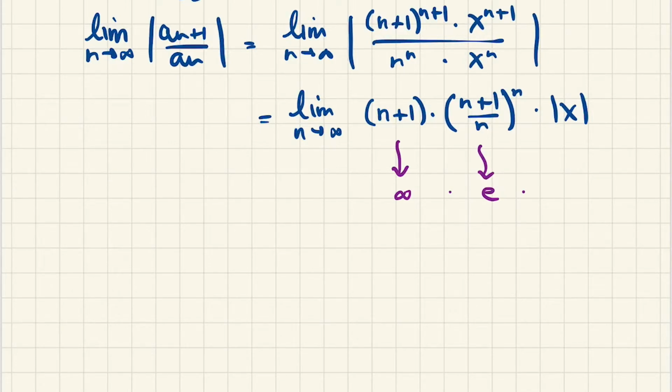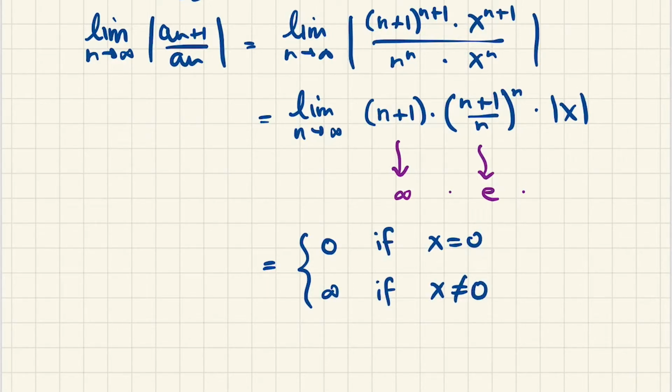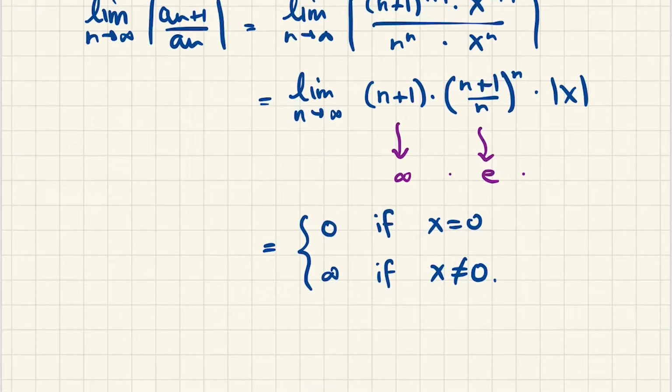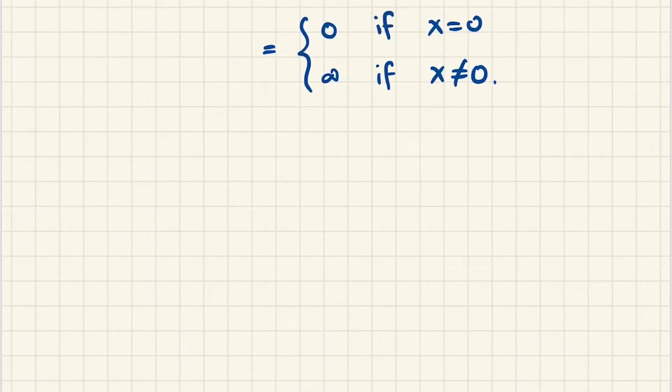So where does this limit go? Well, if x is equal to 0, that's going to zero out the whole limit, which means we get 0. But if x is anything besides 0, we're going to get infinity out of this limit. So this limit here is 0 if x is equal to 0, or it's infinity if x is not equal to 0. Now, 0 is less than 1, but infinity is greater than 1, which means that this series converges exactly if x equals 0, and it diverges if x is not 0.